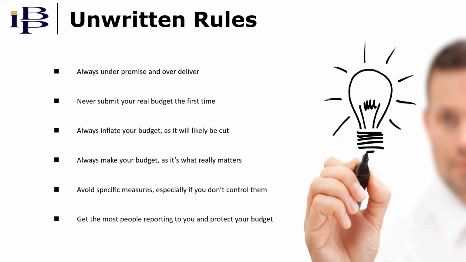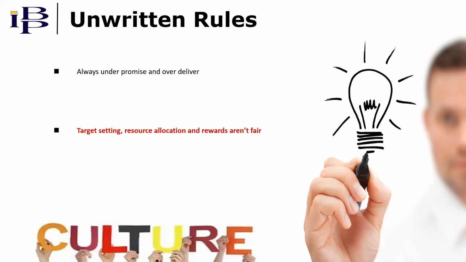One of the reasons why these behaviors exist, and there's usually a lot of them, but one of the major ones, is that target setting, resource allocation, and rewards aren't viewed as being fair. And when you get that situation, you end up having these unwritten rules. In a mature planning process, people should believe in the fairness of the process, and therefore you should be in a much better position to address these unwritten rules.